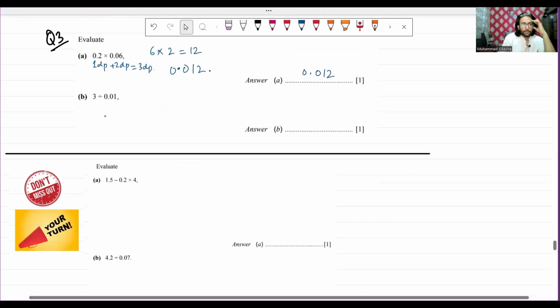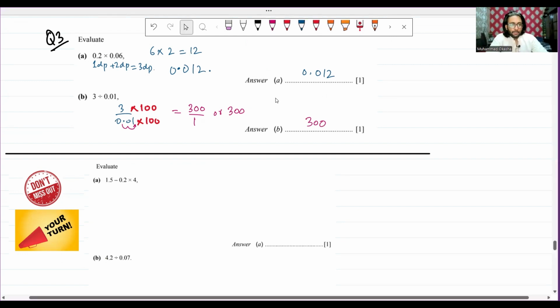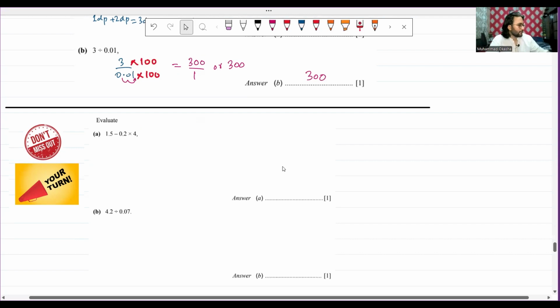Okay, 3 divided by 0.01, we just did this a while ago. 3 divided by 0.01. I want to get rid of the decimal, so I'll multiply this by 100 because there are 2 decimal places. 0.01 multiplied by 100 would be the decimal point moving 2 places forward. So if I move it 2 decimal places ahead, I'm going to get 300 divided by 1 or just 300, which is my answer. Okay, I hope it makes sense. Now pause and give it a shot.